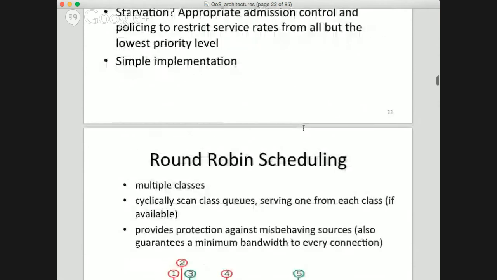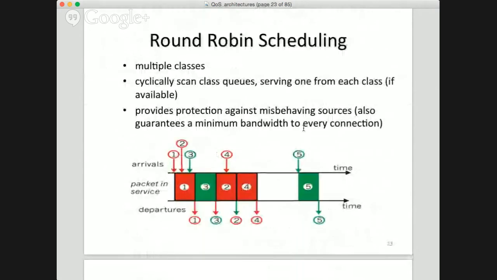Another option is round-robin scheduling, which is a variation of the previous one. So I basically put packets from different classes into different buffers, into different queues. But here, what I do is that I cyclically scan class queues, serving one from each class, if available. So what I do, basically, I first serve one packet from the red, then one packet from the green, then one packet from the red, then one packet from the green, and so on and so forth.